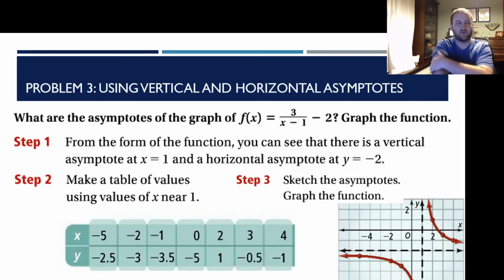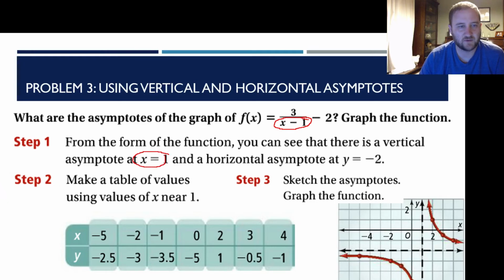All right, problem 3. It says, what are the asymptotes of the graph of f of x equals 3 over x minus 1 minus 2? And then it says graph the function. So our vertical asymptote is going to be x equals 1. Our horizontal asymptote is going to be y equals negative 2. Pretty simple to figure that out, I think.